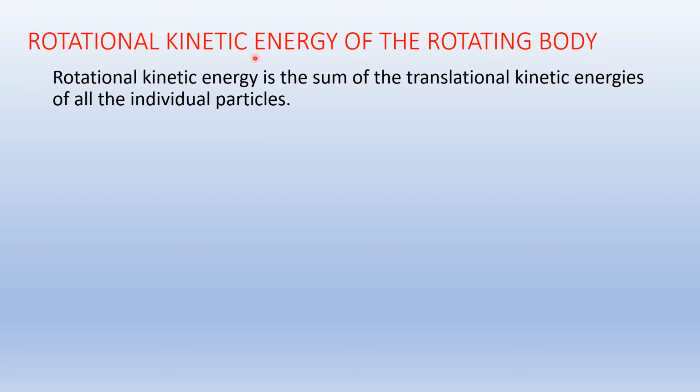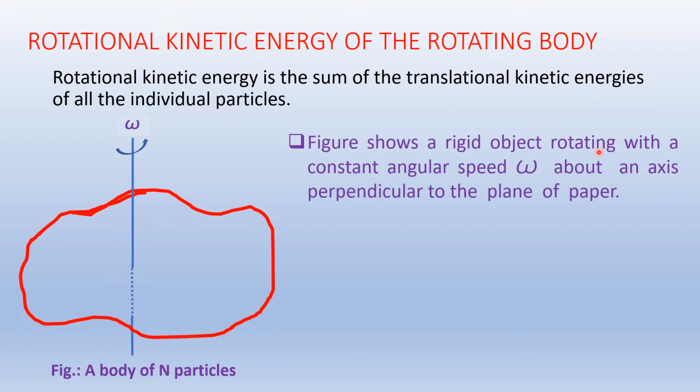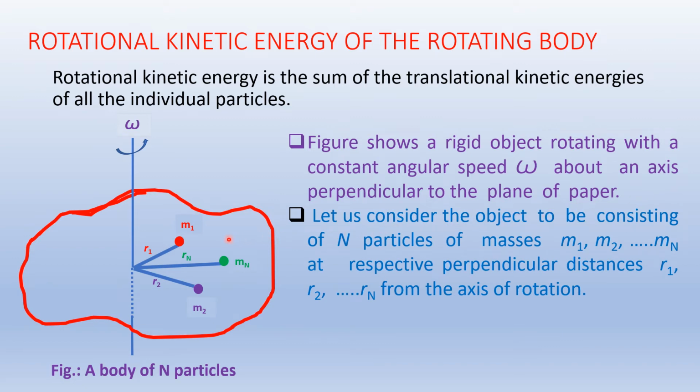Let us calculate the rotational kinetic energy of a rotating body. We know that rotational kinetic energy is the sum of the translational kinetic energies of all the individual particles. So consider the figure of a rigid body rotating with a constant angular speed about an axis perpendicular to the plane of the paper. Let us also consider that this rigid body consists of n particles of masses m1, m2, m3, m4 and so on up to mn, at respective perpendicular distances r1, r2, r3, r4, up to rn from the axis of rotation.